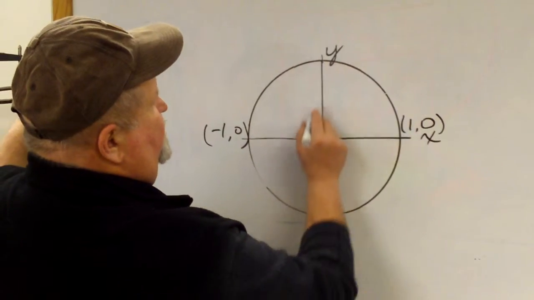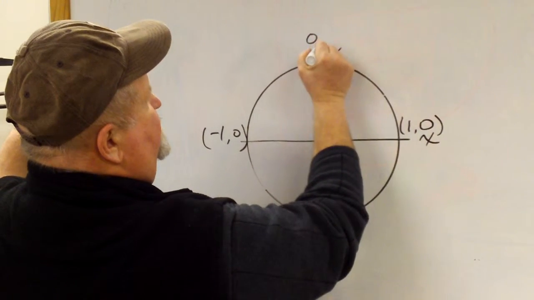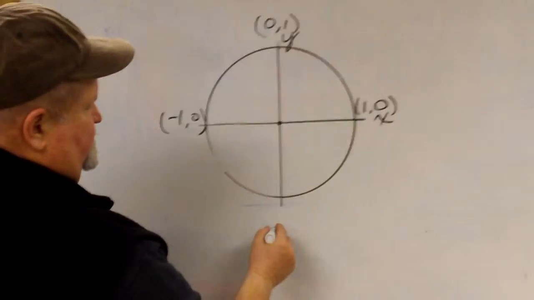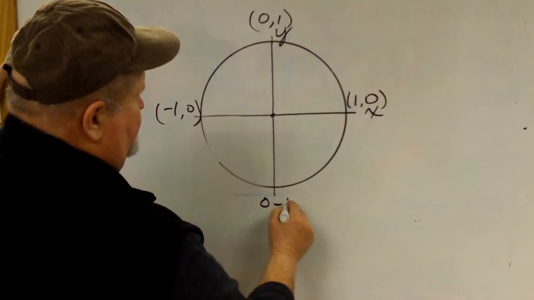Over here, we don't go anything on the x, so we get a 0, but we get a +1 on the y coordinate. Down here, just the opposite. We go 0 on the x, -1 on the y.